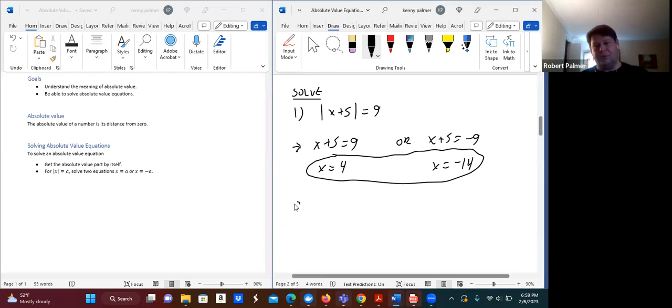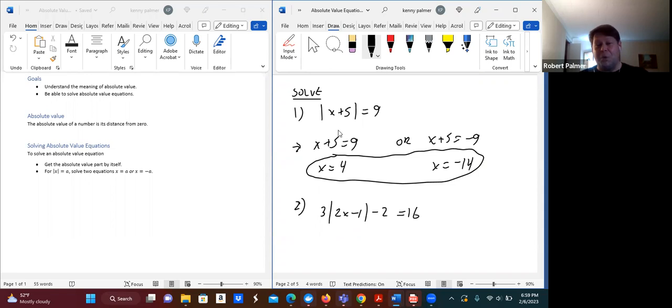Okay, so number 2, say we have 3 times the absolute value of 2x minus 1, minus 2, is equal to 16. Now there's more going on here, but as we'll see, it works exactly the same way.